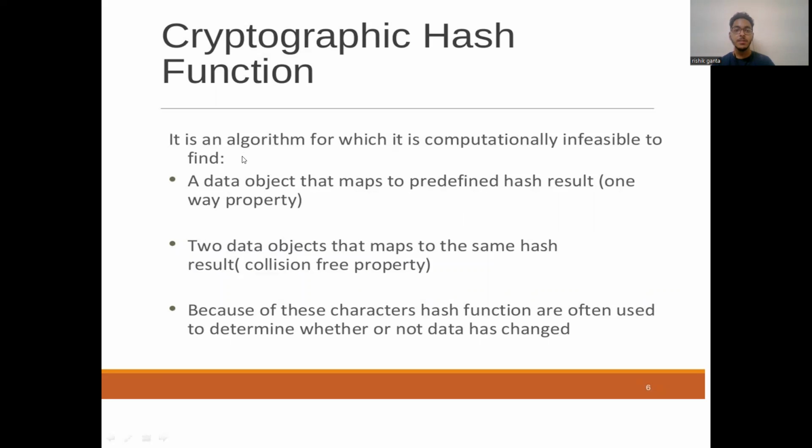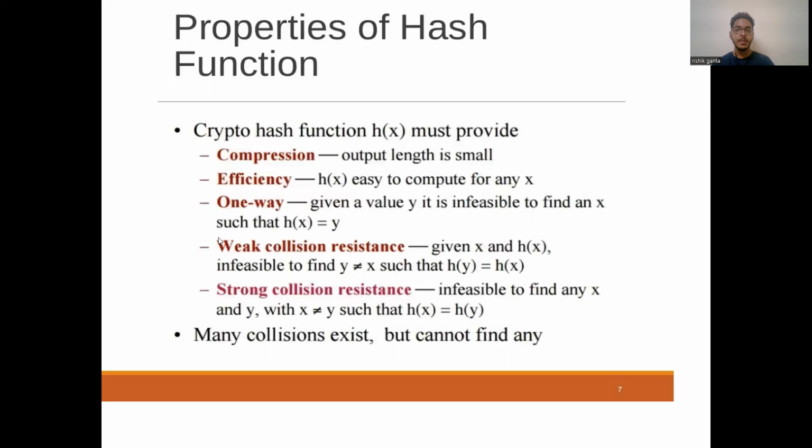Cryptographic hash function. It is an algorithm for which it is computationally infeasible to find a data object that maps to a predefined hash result, that is the one-way property, or two data objects that map to the same hash result, that is the collision-free property. Because of these characteristics, hash functions are often used to determine whether or not data has been changed or altered.